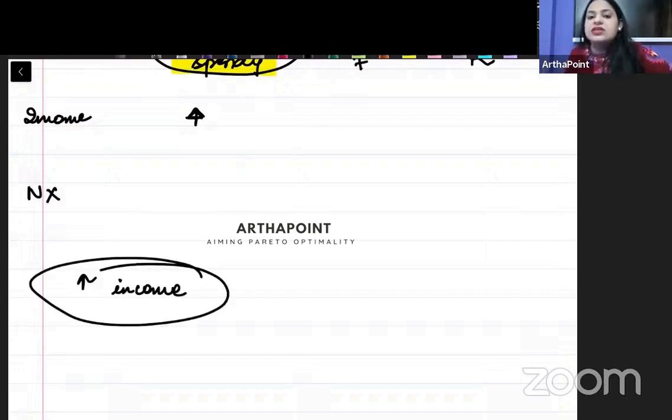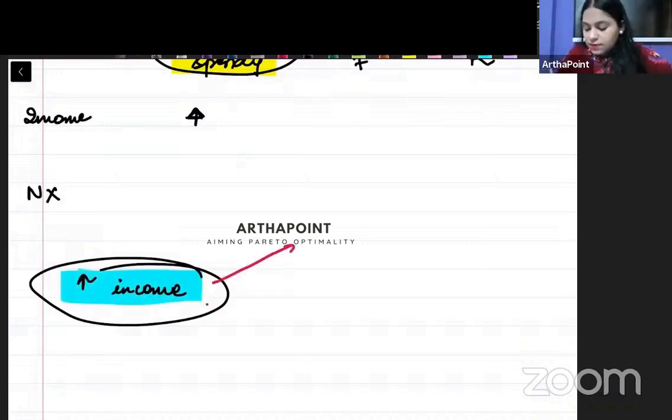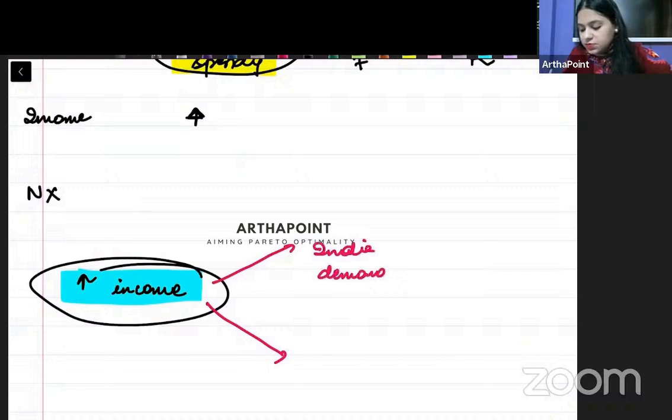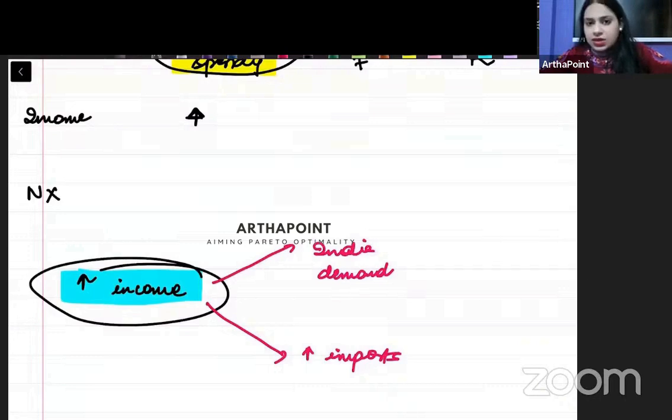When there is an increase in the domestic income of the people, when people's income inside India increases, then what will happen? Beta, two things can happen. Either they will spend their money within India, increasing their demand inside India, or, as we said, they will spend their income on imports, demanding more goods from outside.